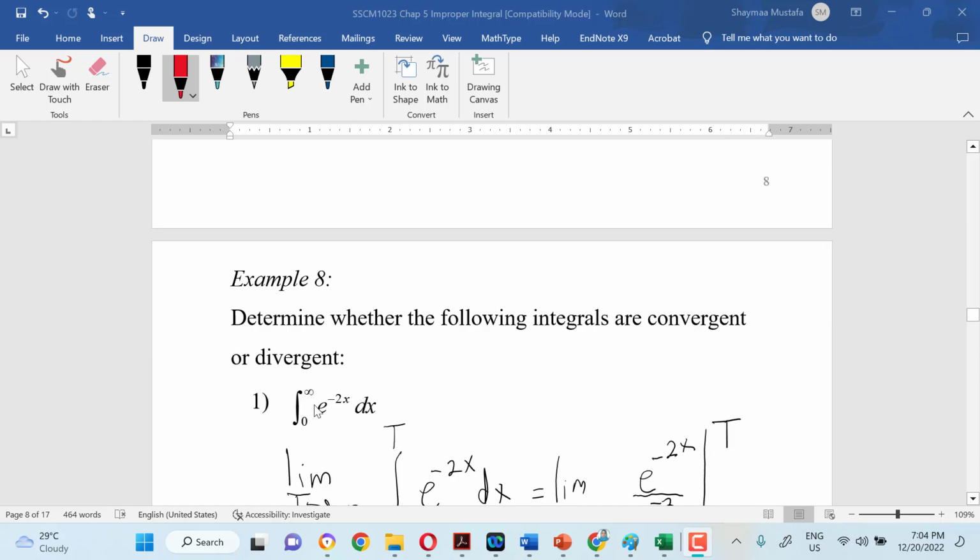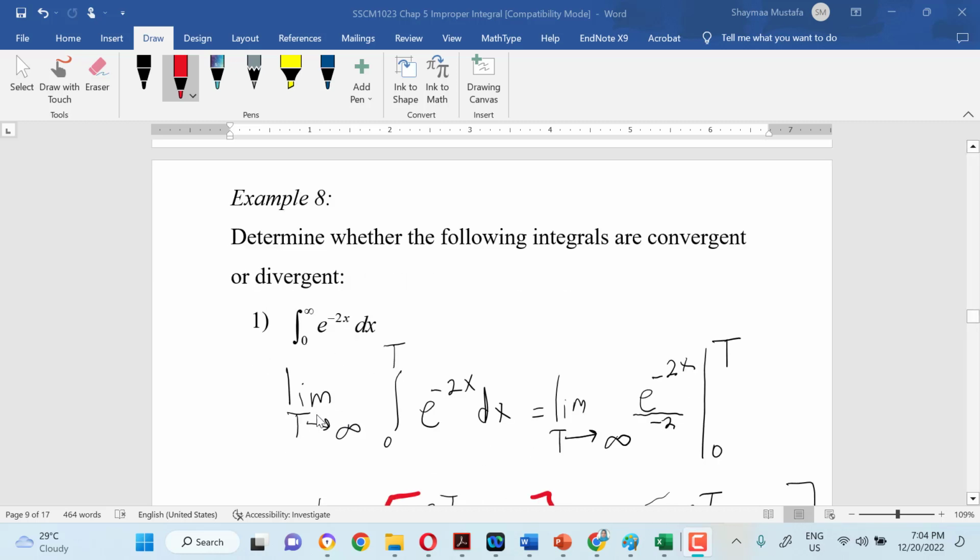This is, for example, the integration from 0 to infinity of exponential minus 2x dx. So I will take the limit. Here the problem is on the upper boundary, which is infinity. So I will take the limit when t goes to infinity of the integration from 0 to t of exponential minus 2x dx, replacing the infinity by t.